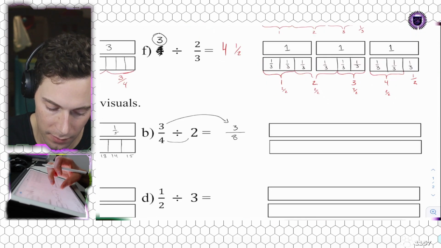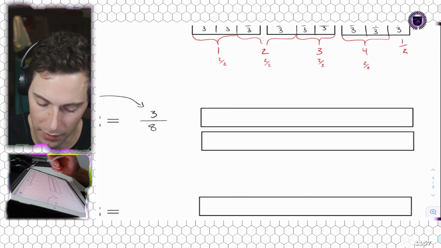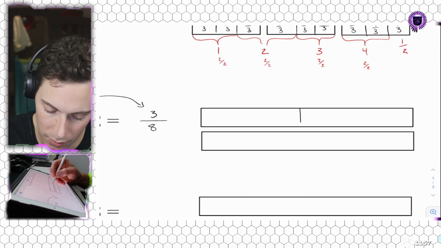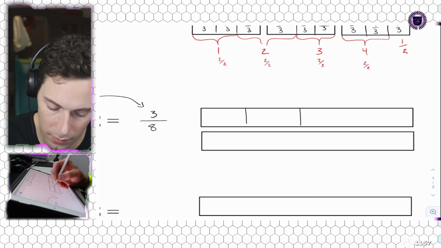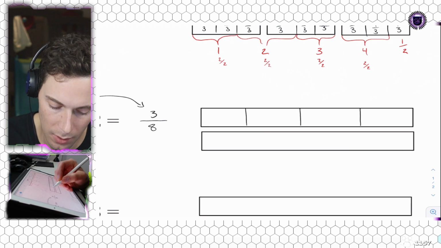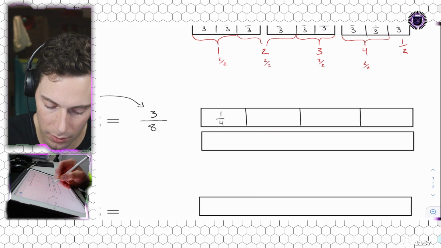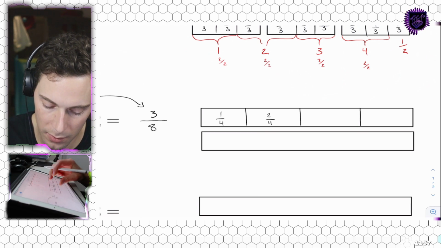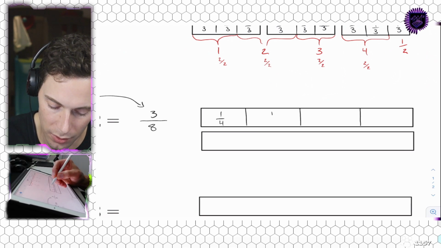All right, now let's draw it out. We have 3/4, and we divide it by 2. So let's draw our quarters. 3/4, 1/4, 2/4. Oops. Each is 1/4.